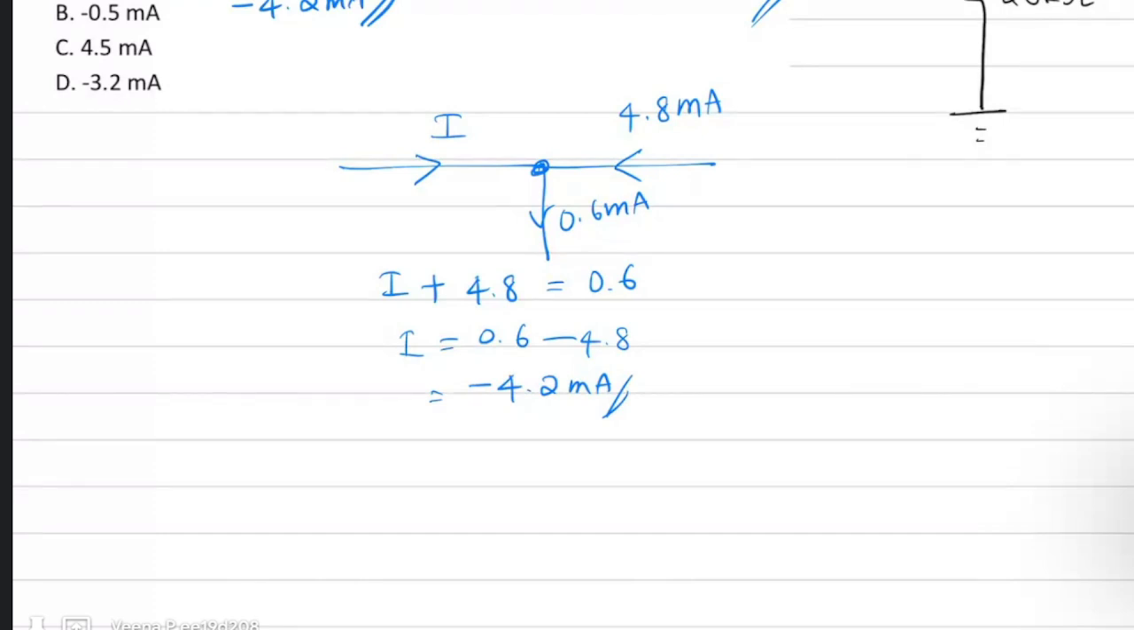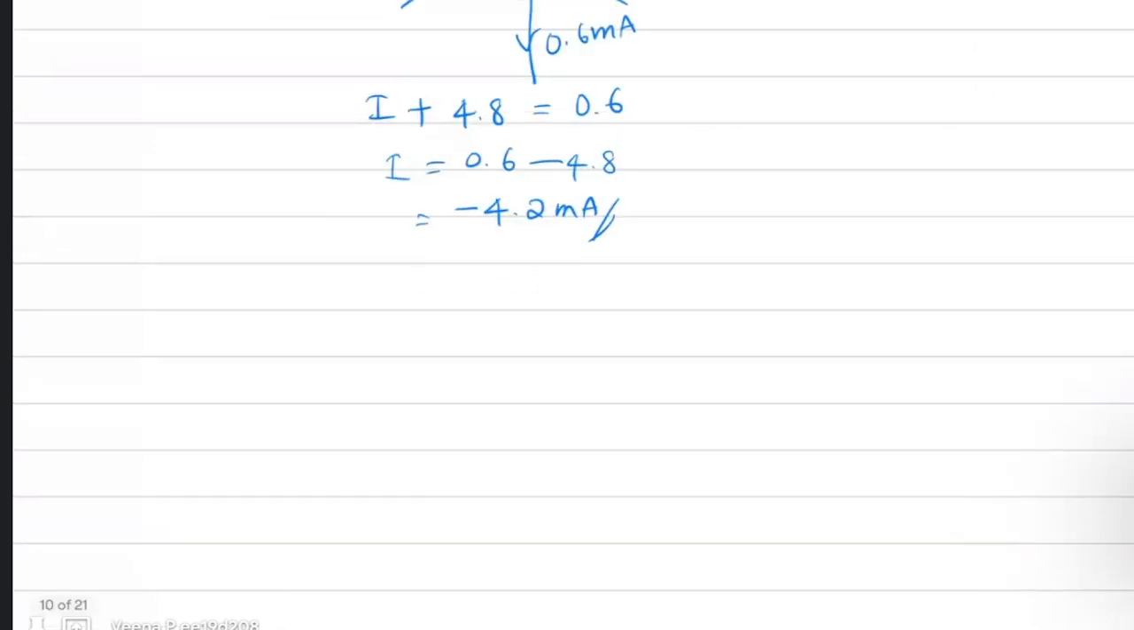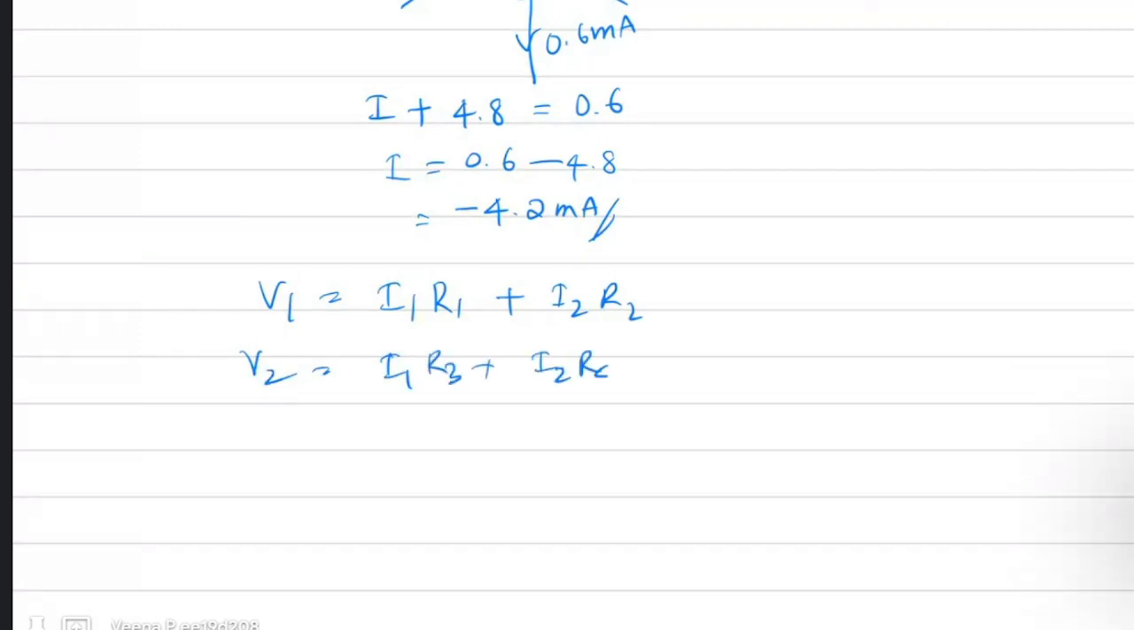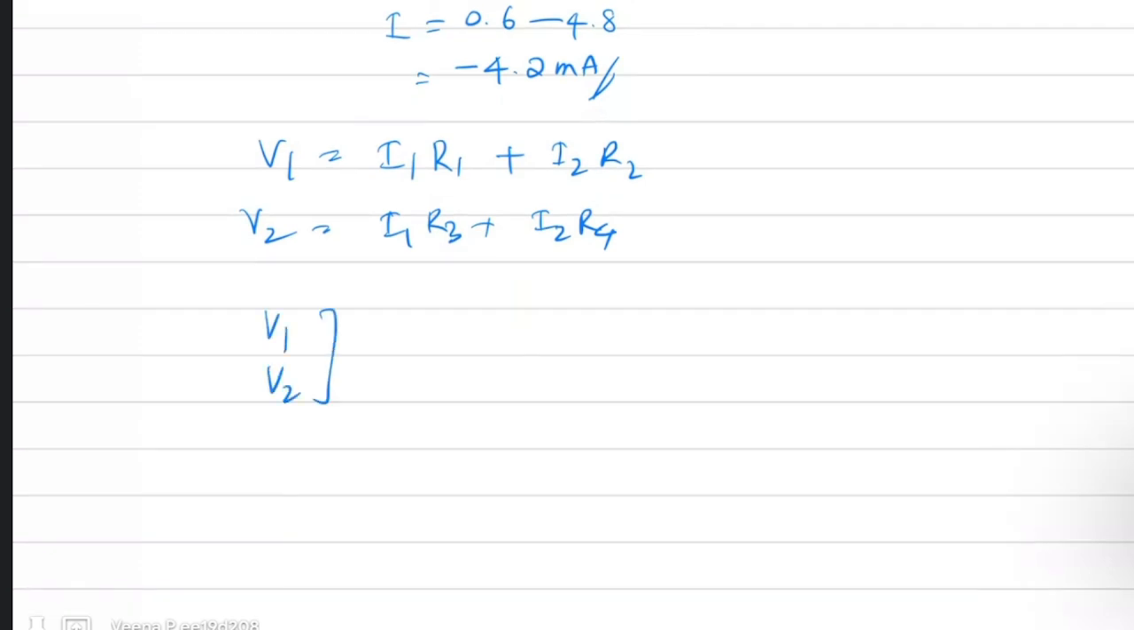Are you talking about Cramer's matrix? Yes, ma'am. Matrix form. You mean you can write V1 as I1 R1 plus I2 R2 and V2 as I1 R3 plus I2 R4, and you can write it as V1 V2. Is this what you mean? Yes, ma'am. And then R1, R2, R3. So what you want to know, how to write this equation or how to write this equation itself?